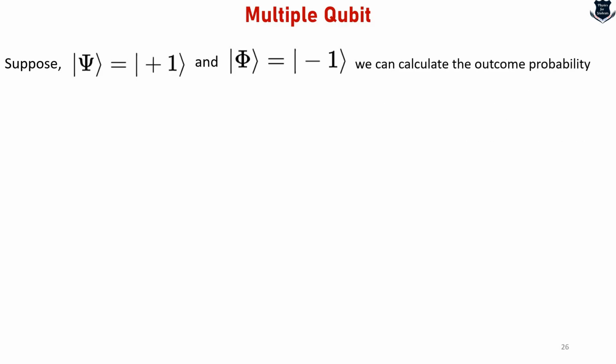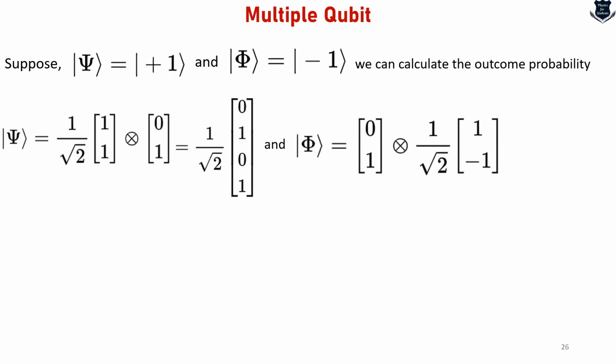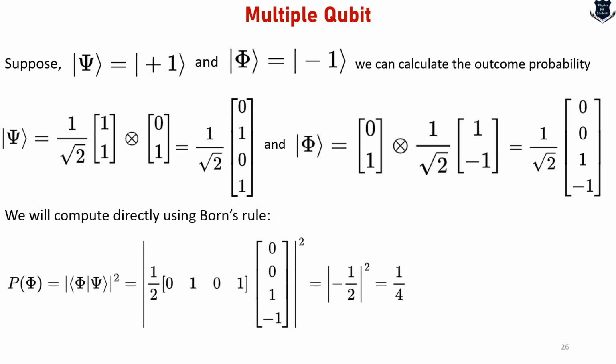Now suppose we get something like this, and we can calculate the possibility of the outcome in terms of probability. So we are using the tensor product to get this. Again we get a 4-dimensional vector, and from here we get this. Now here we will do something which is called Born's rule, or the squaring of the amplitude, which you already know from quantum physics. So if we compute Born's rule, we get the result as this.